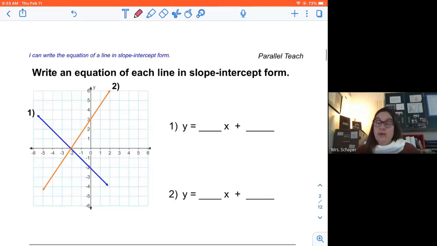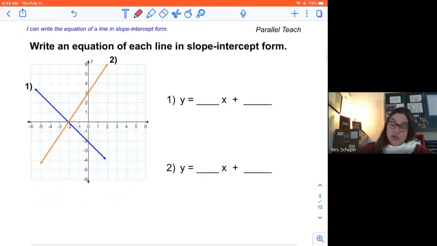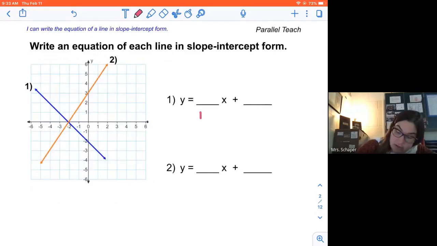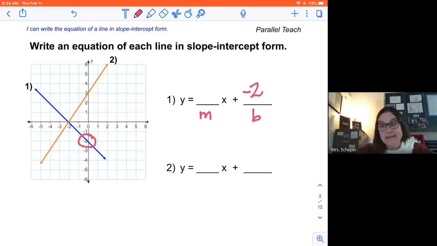We're going to write the equation in slope-intercept form. So to do that, we need to know the slope and we need to know the y-intercept. So let's start with the blue line, number 1. I see that it crosses the y-axis at -2. So that's my b. Where it crosses the y-axis is my b.